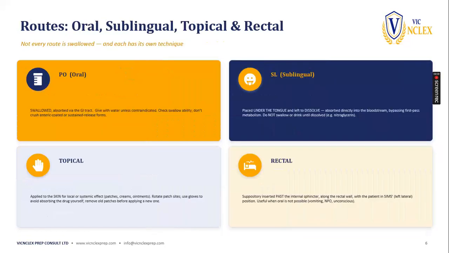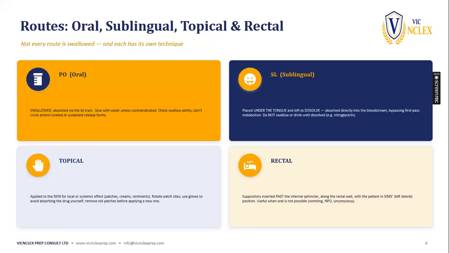Now, when we look at the various routes, what are those various routes we can give medication? We have the oral route. When we look at the oral route, this is one that the client swallows orally, so it goes through the GI tract and gets absorbed, and from there it goes into the bloodstream.